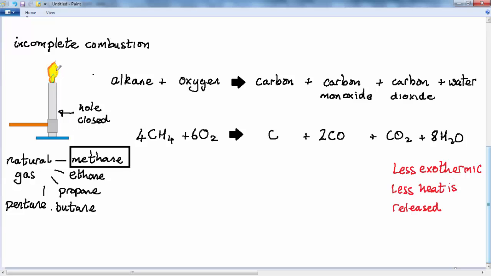As a result, you wouldn't expect this yellowy orange flame produced when the hole is closed to be as hot as the blue flame produced when the hole is open.